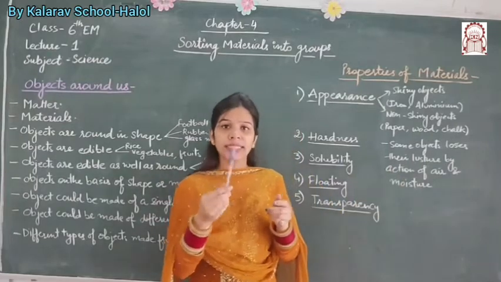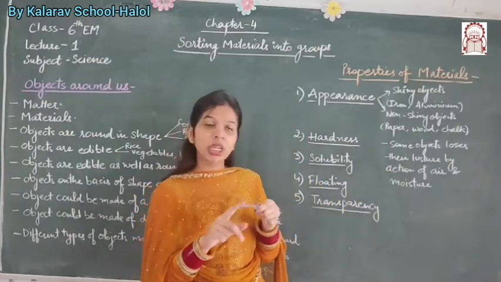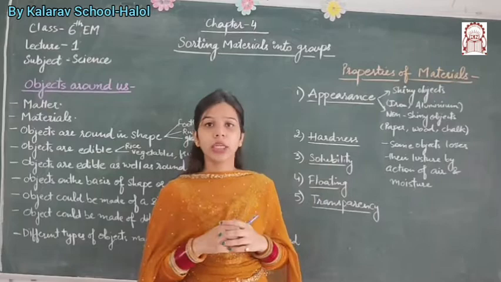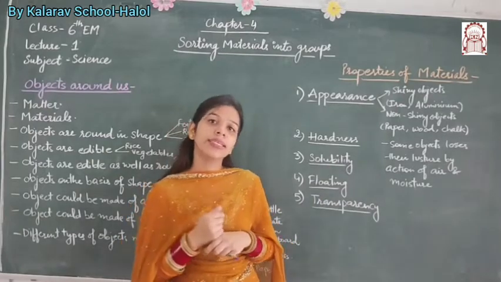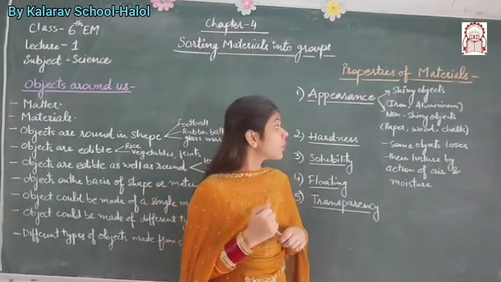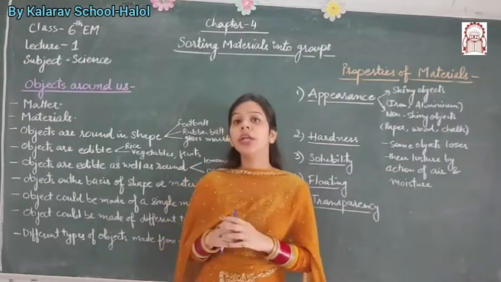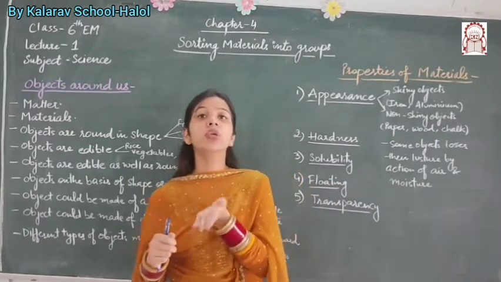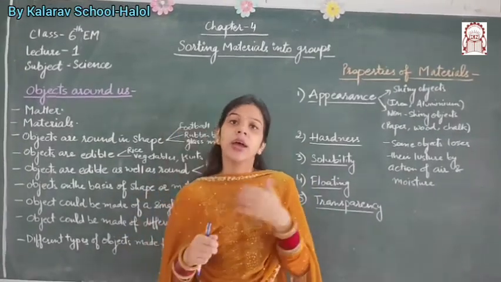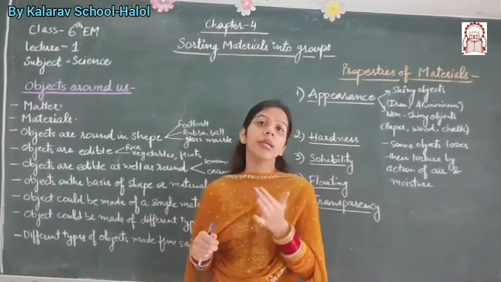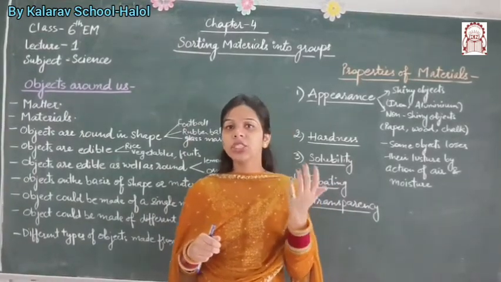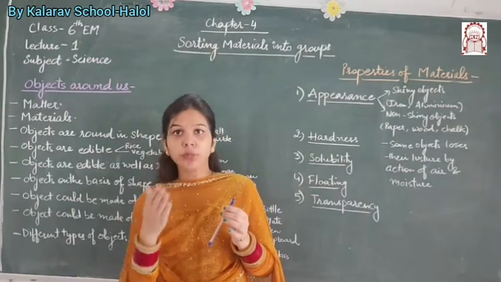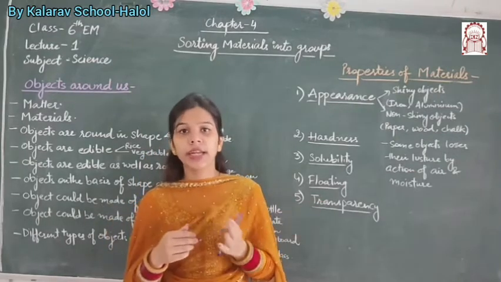You can see this plastic pen has no shiny nature. So that's why it is a non-shiny object. Or a chalk, you can see, is a non-shiny object. Here it is important to note that some objects lose their shiny nature by the action of air and moisture. So their shine can be lost by the action of air and moisture.